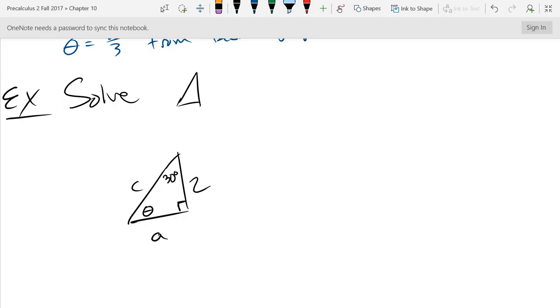And you can keep it in degrees if you want to, or go to radians. But I recommend whatever you do, go in that units. So if you want to stay in degrees, totally fine. Or if you want to go radians, go all the way to radians. And write 30 as pi over 6.